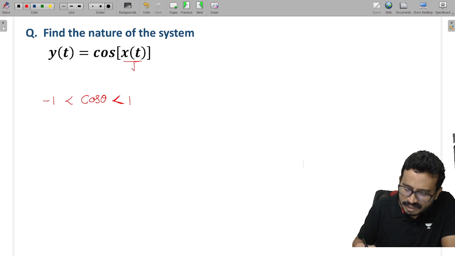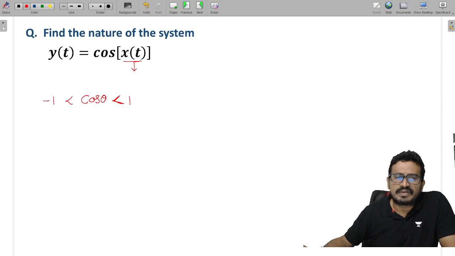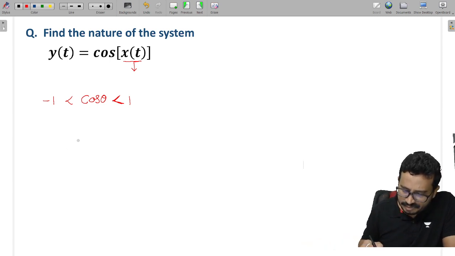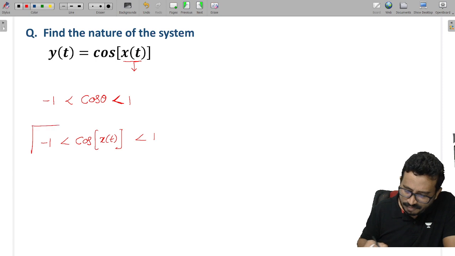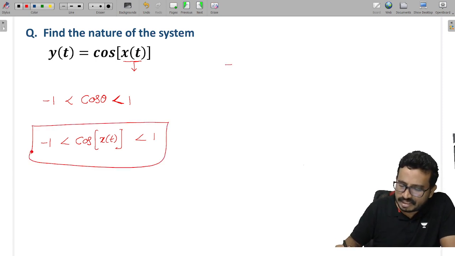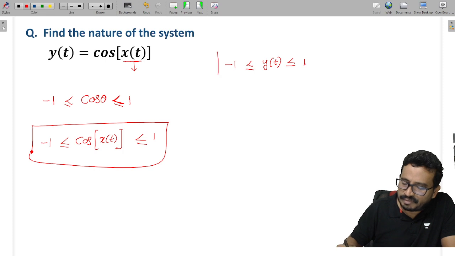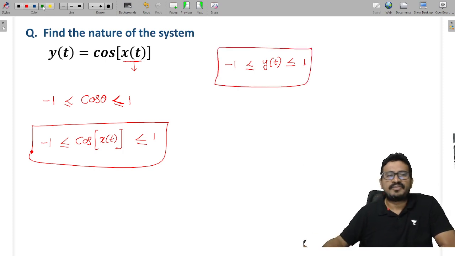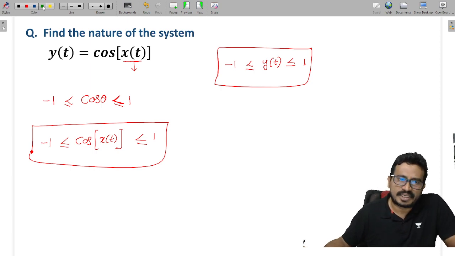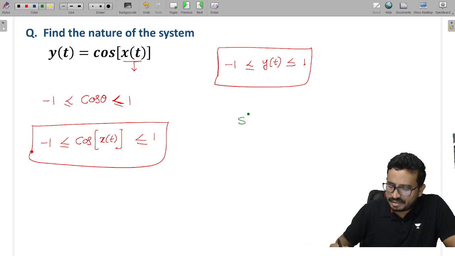Range of cos theta is always from minus 1 to plus 1. That means if we take any value of x of t, the output, that is y of t, should always be like this only. I can write now here, this is cos of x of t. This lies only from minus 1 to plus 1. That means the range is minus 1 less than or equal to y of t less than or equal to 1. The value of y of t always lies between minus 1 to plus 1 for any values of theta. So from this, what I can say is, in this case, the system is stable, isn't it?